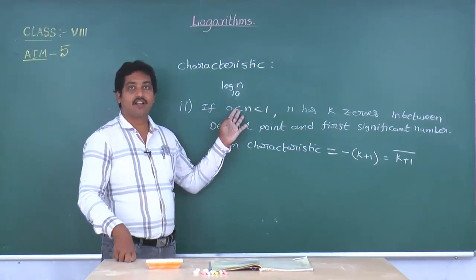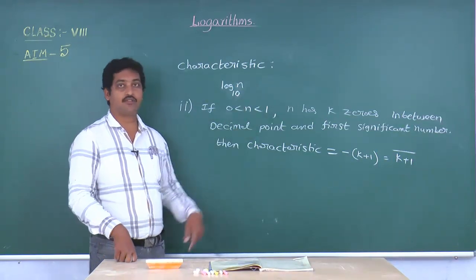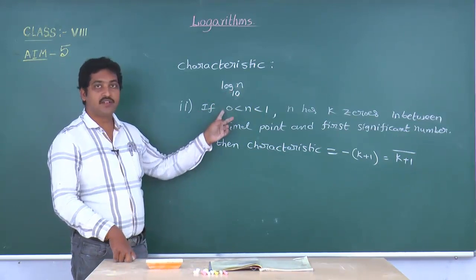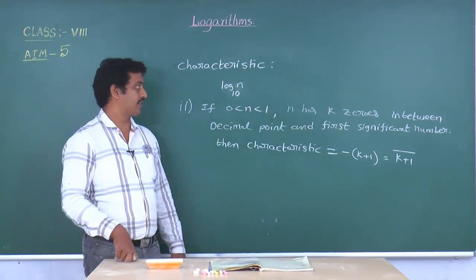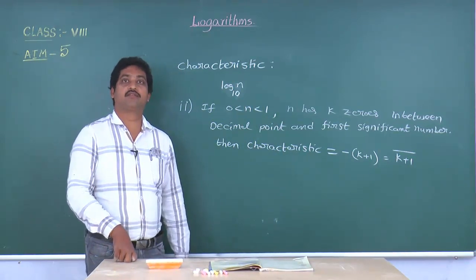If n is greater than 1 and n has k digits in it, then the characteristic of log n to the base 10 is equal to k minus 1. If n lies between 0 and 1 and n has k zeros in between the decimal point and the first significant number, then the characteristic is equal to k plus 1 bar.